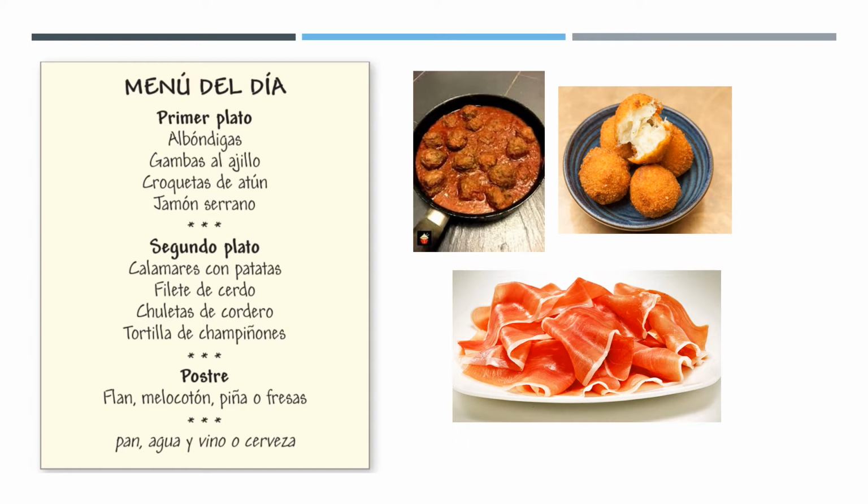Albóndigas. Gambas al ajillo. Gambas is prawns, and ajo is garlic, so prawns fried with garlic. Al ajillo. Let's practice that. Gambas al ajillo.